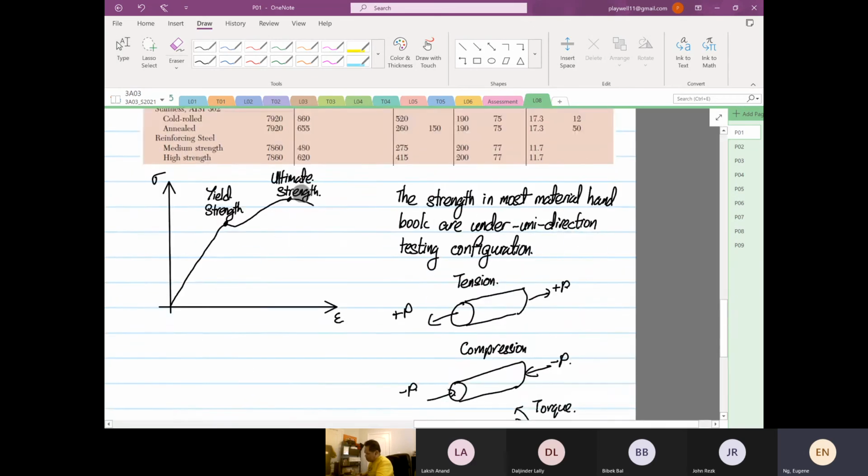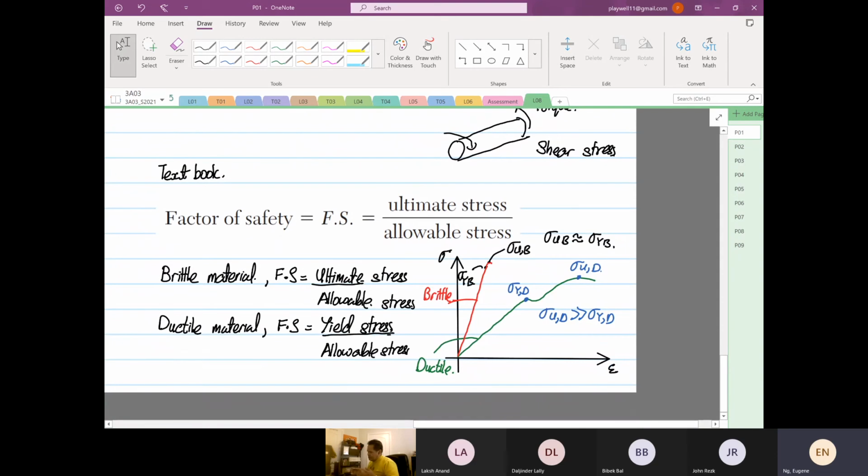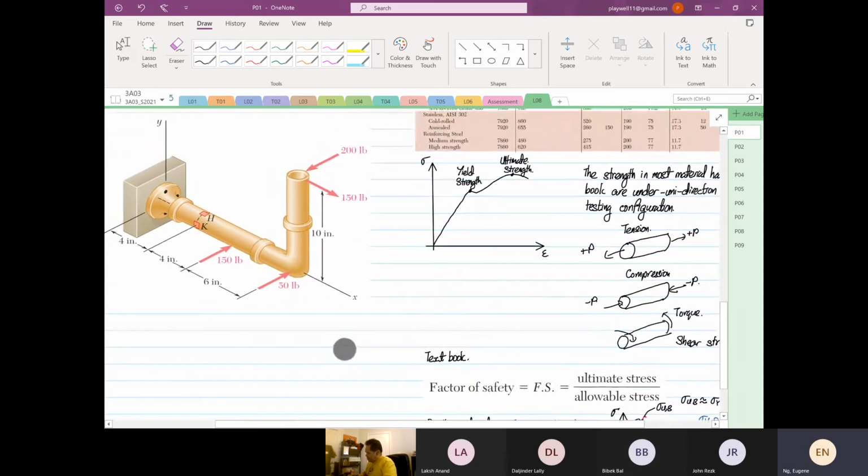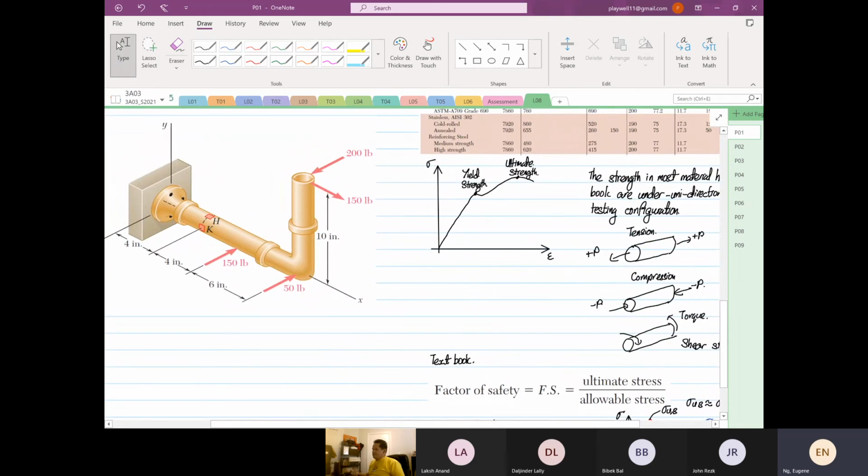So don't always take the textbook as the true value. You need to know when to use what. Now, let me go further. If you look at our structure on the left-hand side, it is under combined loading. It's 3D loading, and what you see is you have normal stress, you have a torque, you have shear forces.